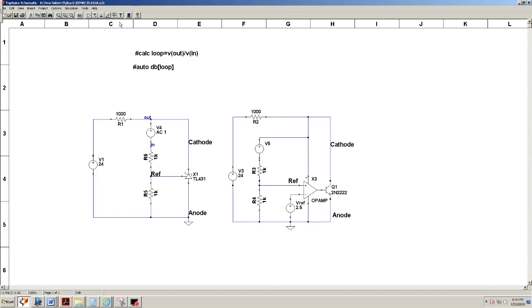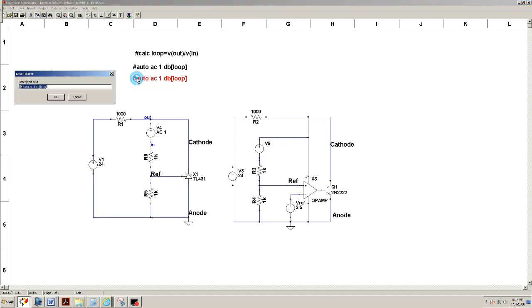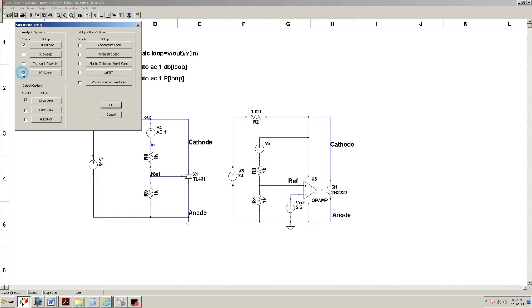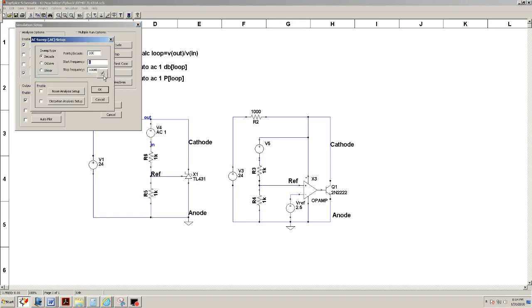Okay. You can also do the phase. Let me type this. Let's plot the phase as well. And we'll say P for phase. Okay. And we'll do a simulation AC from 1 to 100 megahertz and 10 points per decade.